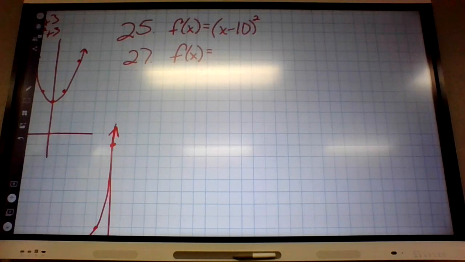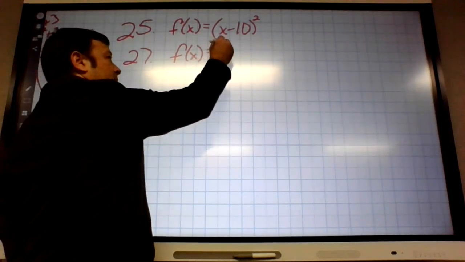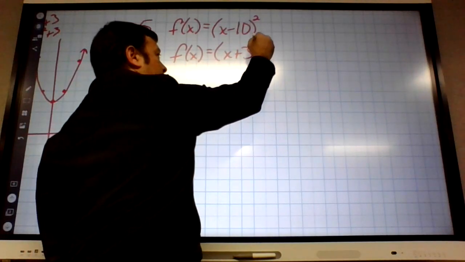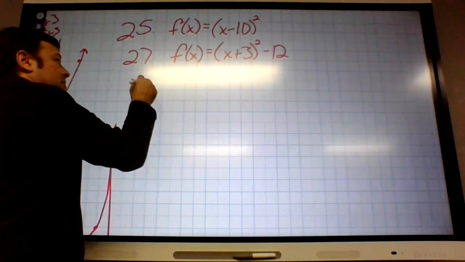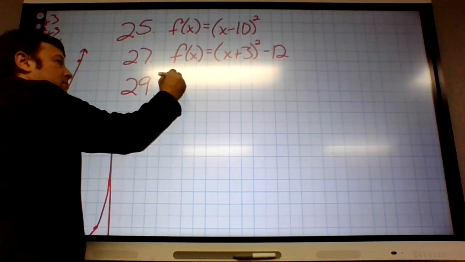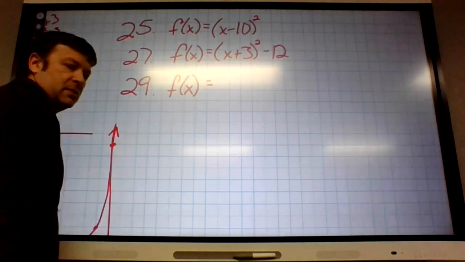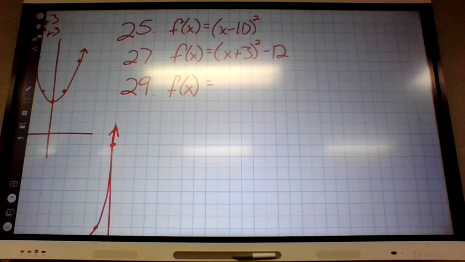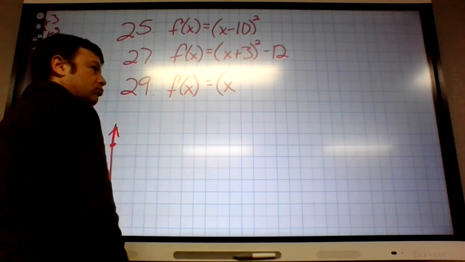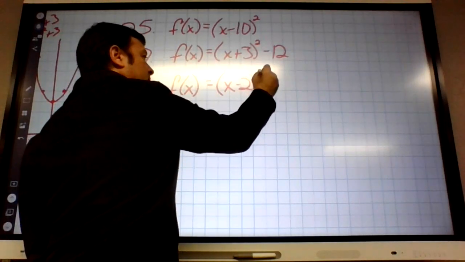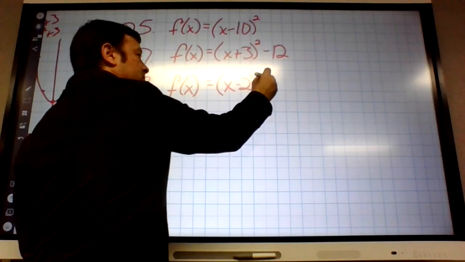Okay, number 27, we have to make it go 3 to the left and 12 down. So how do I make it go 3 to the left? X plus 3 in parentheses, and then 12 down is minus 12. Okay, 2 to the right and 1 up. 2 to the right, minus 2, and 1 up, plus 1.